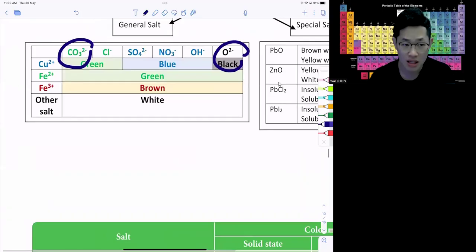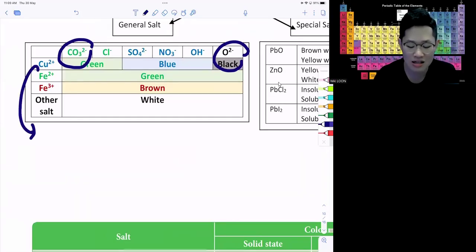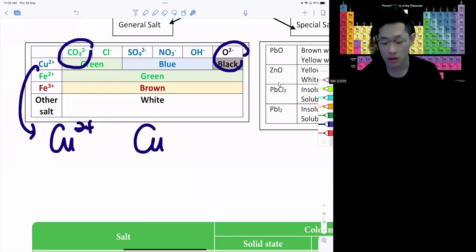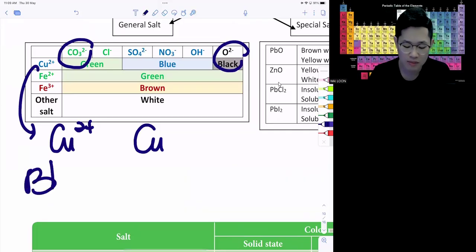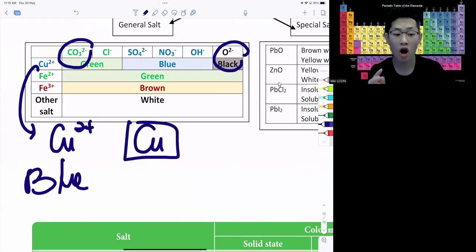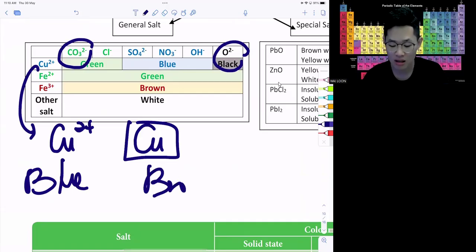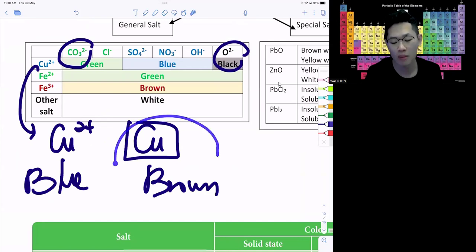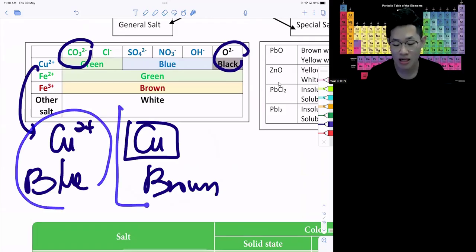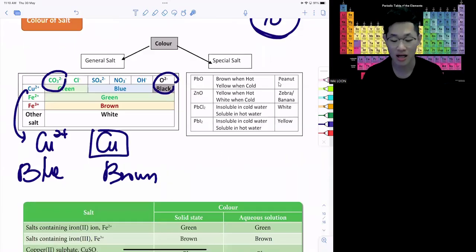Since we talk about this, please remember there is a difference between Cu2+ and Cu. Copper(II) ion is blue in color. But copper metal is brown. So there is a difference. So when questions ask you, hey, what is the color of copper? Don't tell them, oh, blue. That's Cu2+. Copper is brown. All right, okay.